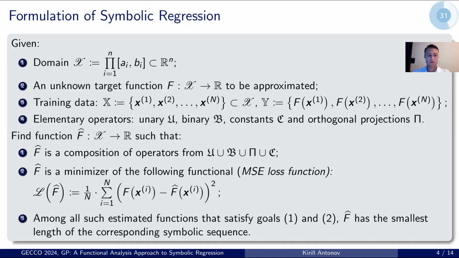And out of all the functions that correspond to goals 1 and 2, we find the one that has the smallest length of the corresponding symbolic sequence. This exact goal is not directly addressed in this work, so we leave consideration of the third goal for future works.